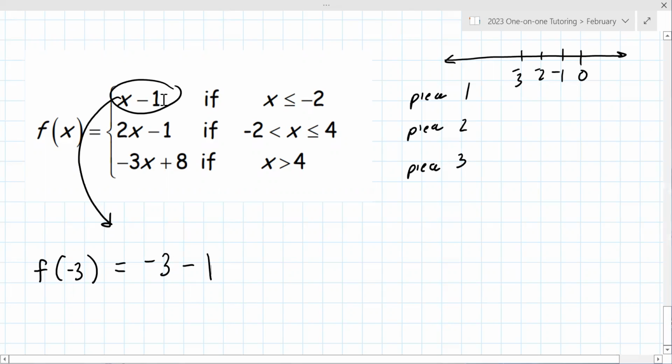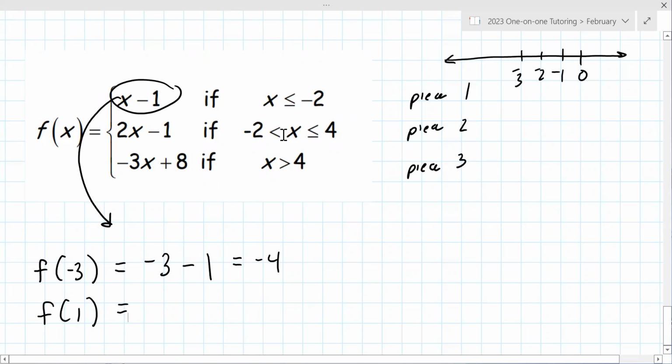So we're using this top piece here, and putting -3 in for x. -4. Yes. Okay, now let's look at the next one here. F of 1. So start with the first piece. Is 1 less than or equal to -2? It's greater than. Okay, so this one's false.